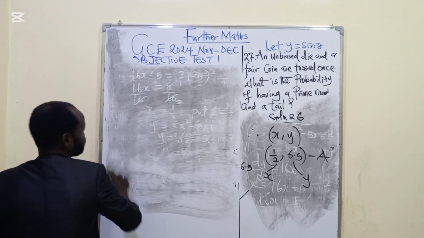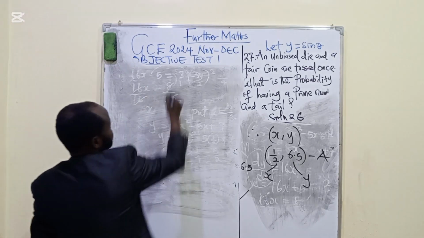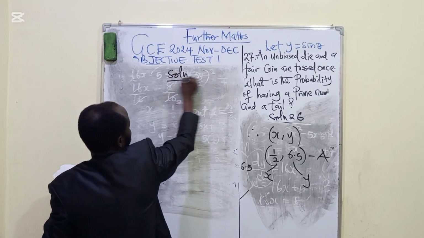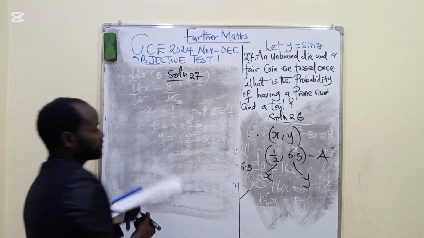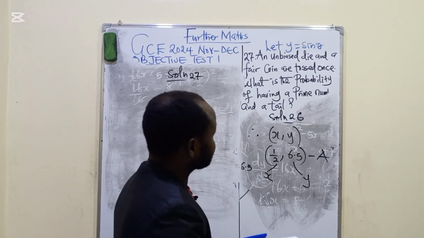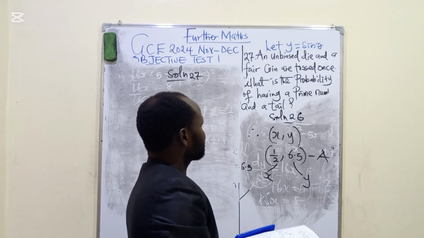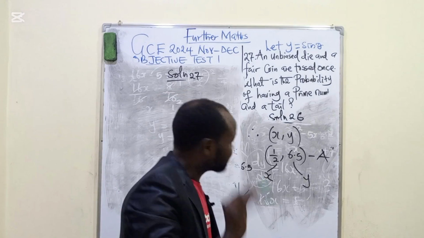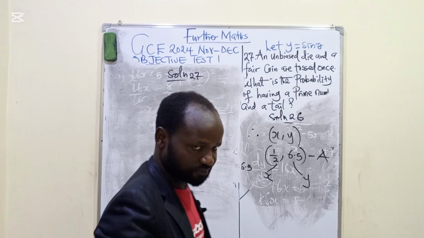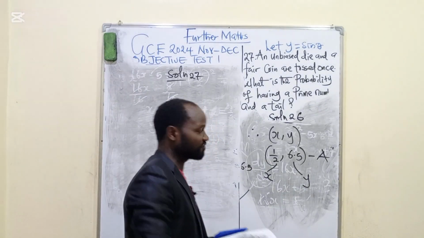Let me click here to achieve that. That is question 27. Solution to 27 now. Let's read. Question 27 reads, an unbiased die and a fair coin are tossed once. What is the probability of having a prime and a tail? This is from probability, a very interesting topic in mathematics and further maths.